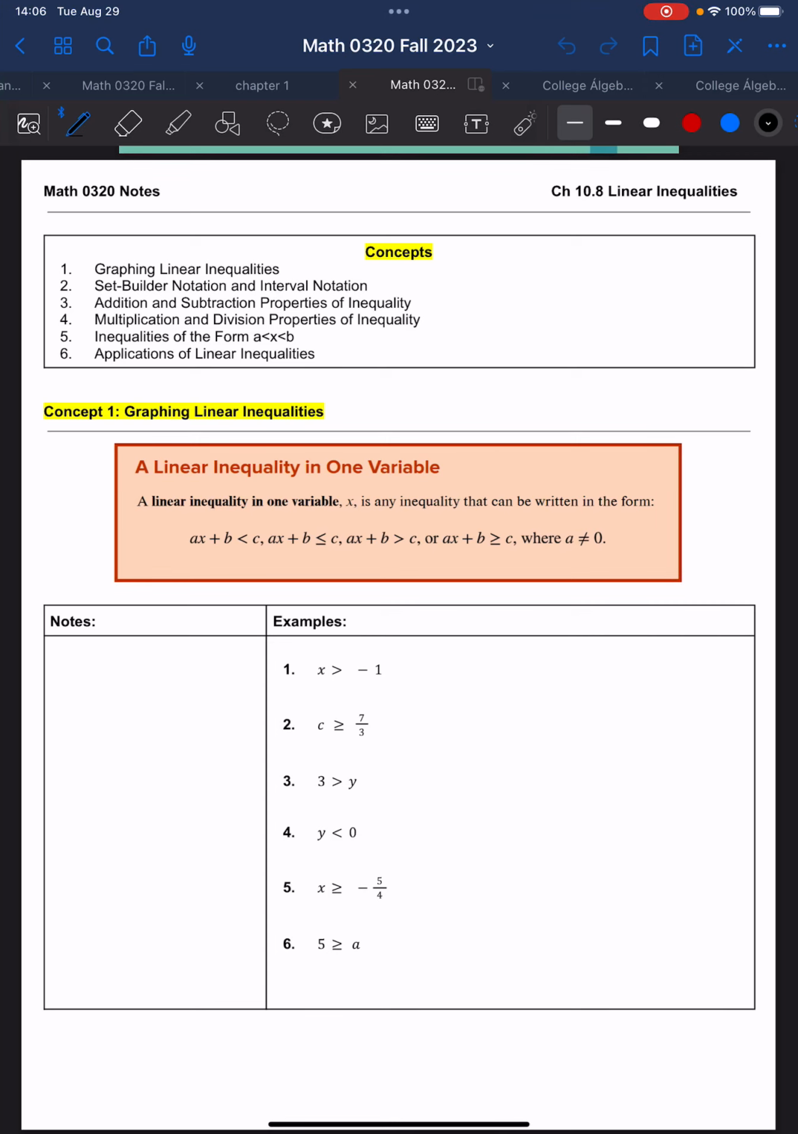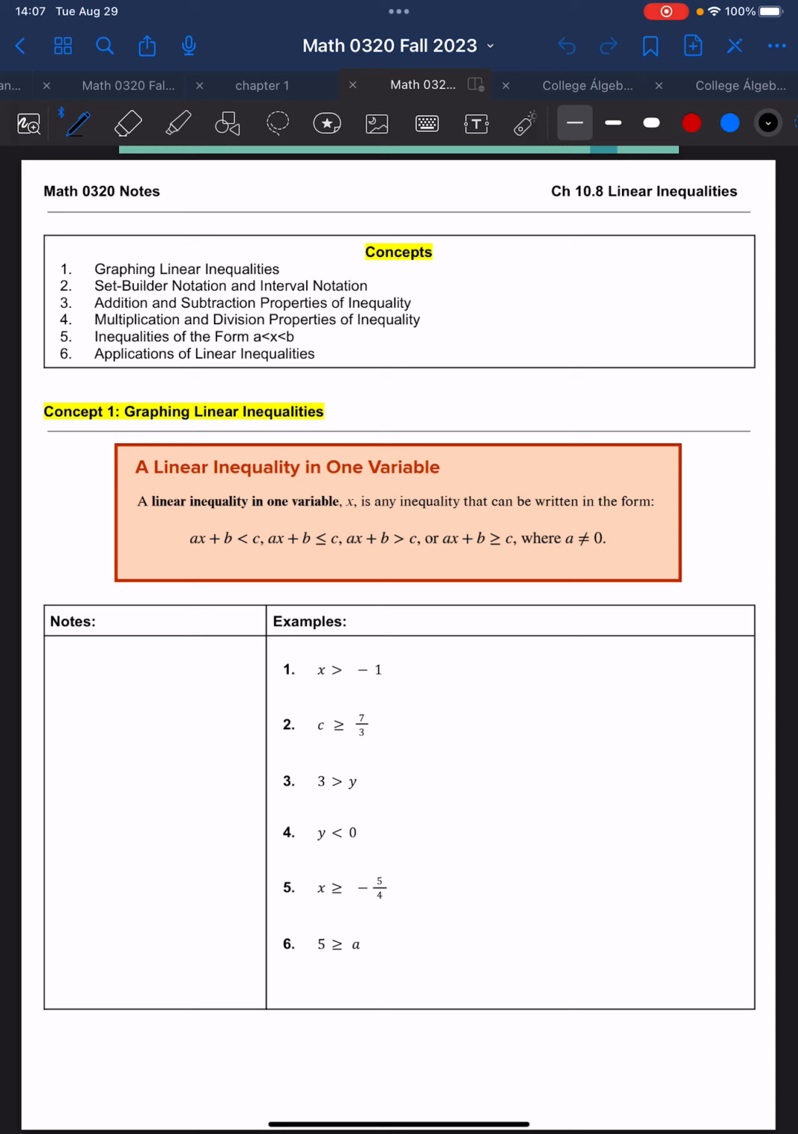Okay, we're going to go over chapter 10.8, Linear Inequalities. This is for Math 0320, Intermediate Algebra. So the concepts that we're going to cover today are graphing linear inequalities, talking about the difference between set builder notation and interval notation, adding and subtracting properties of inequalities, multiplication and division properties of inequalities, inequalities of the form a less than x less than b, and applications of linear inequalities.